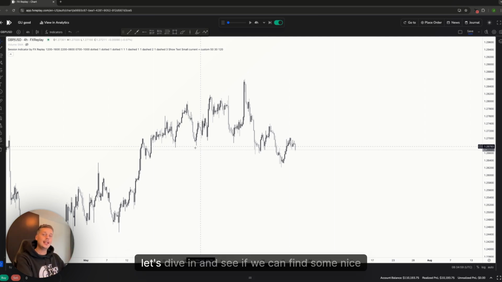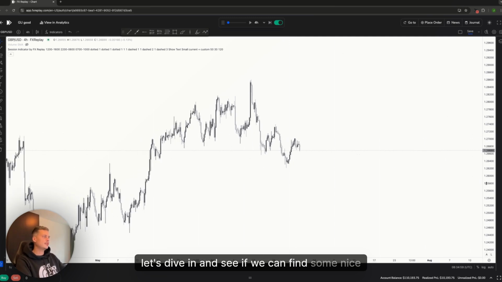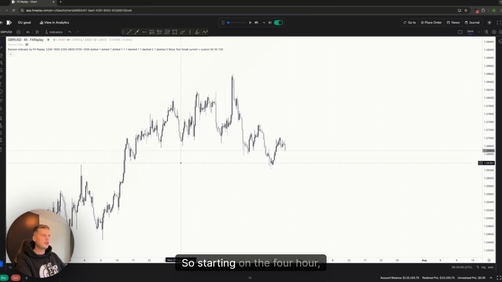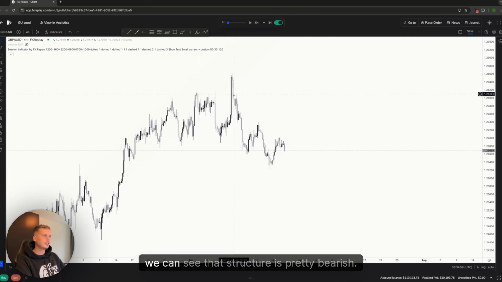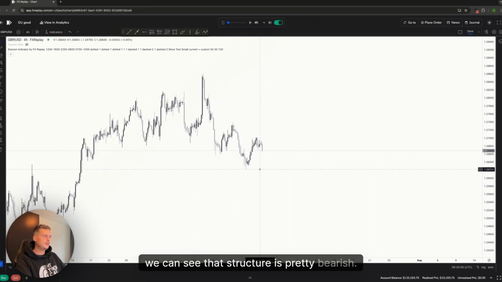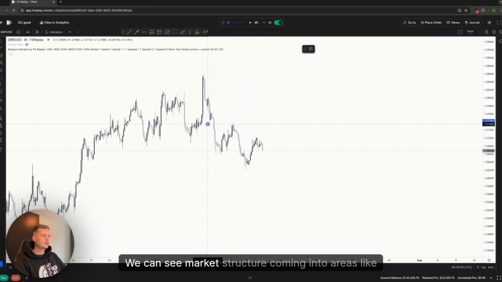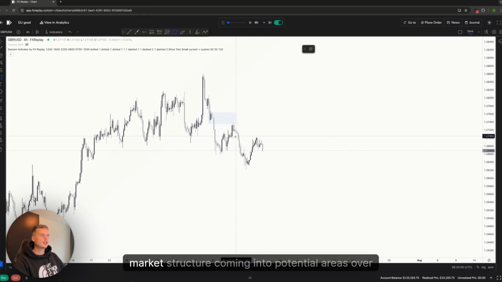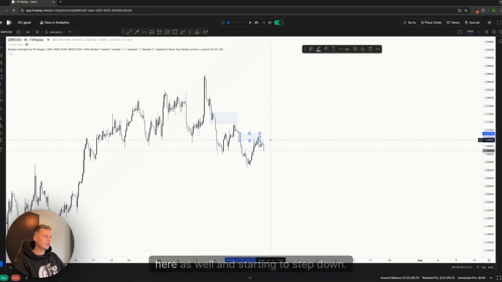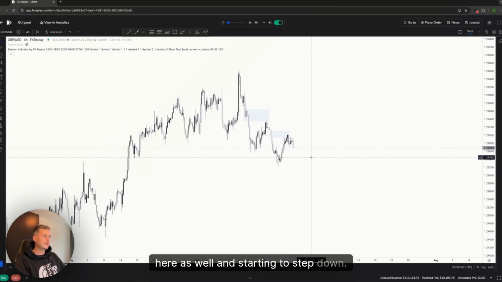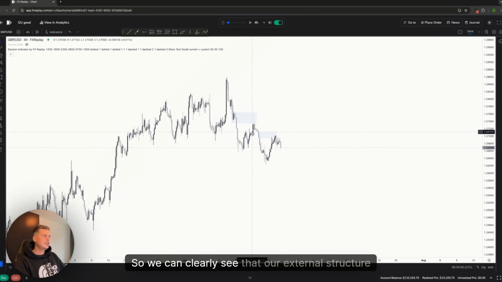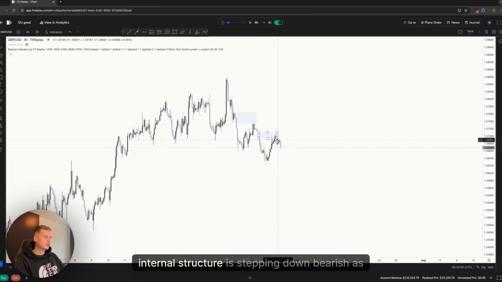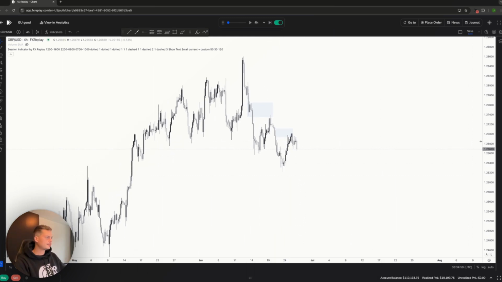All right, let's dive in and see if we can find some nice trades during this backtest session. So starting on the 4 hour, we can see that structure is pretty bearish. We can see market structure coming into areas like this, pushing down. Again, market structure coming into potential areas over here as well and starting to step down. So we can clearly see that our external structure is bearish, internal structure is stepping down bearish as well.